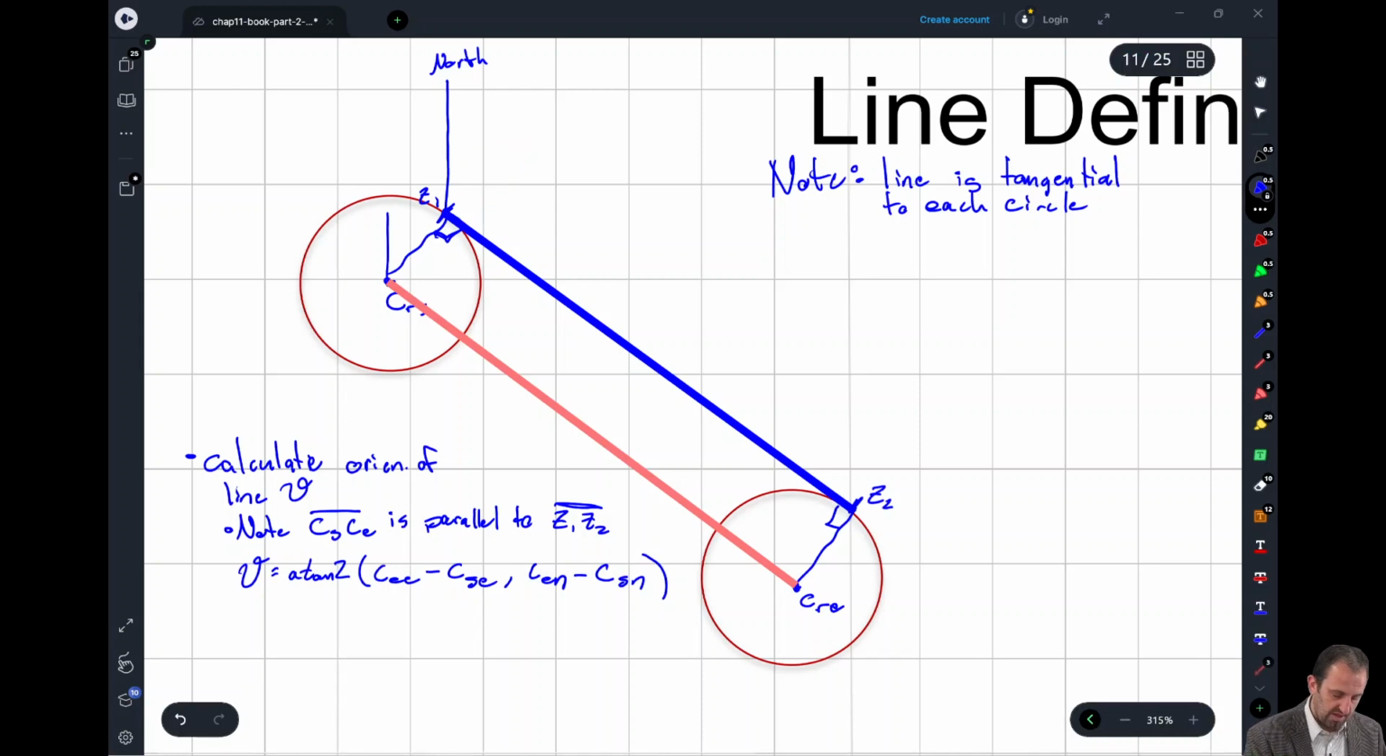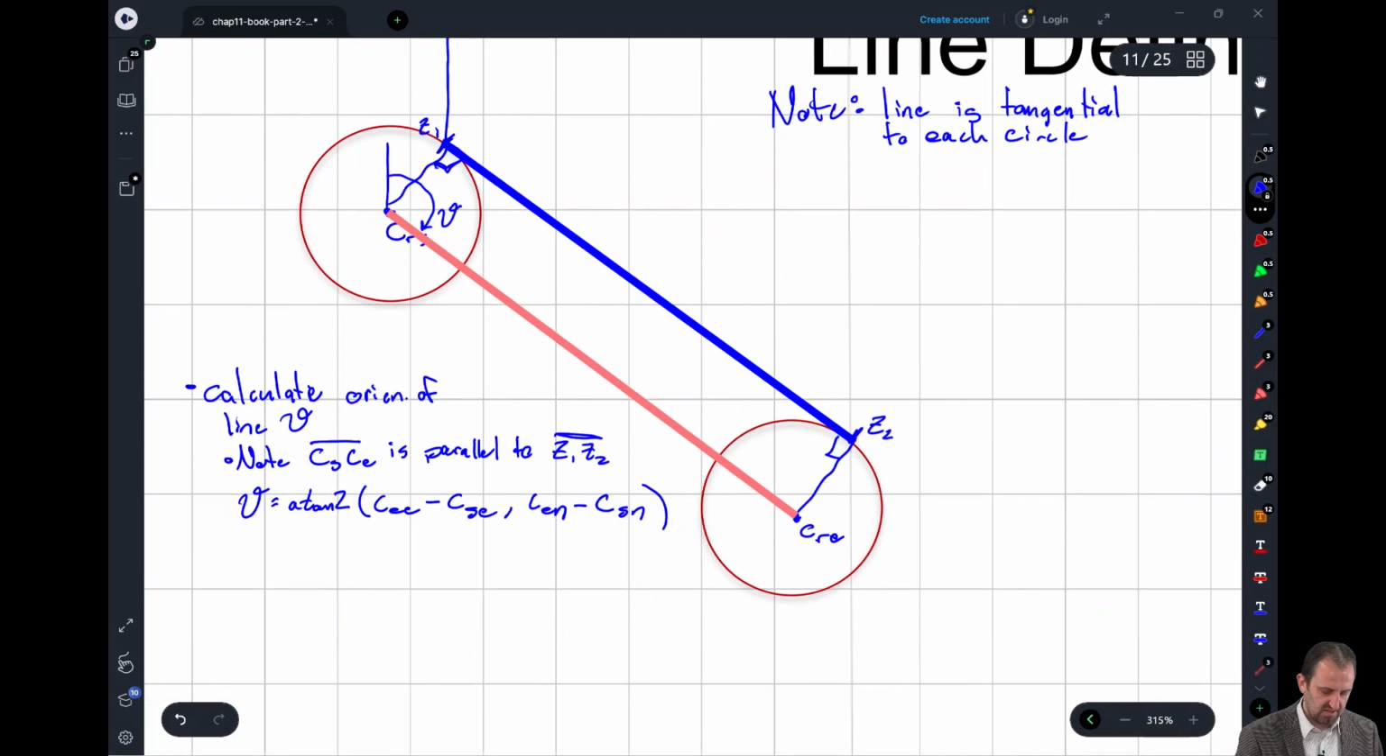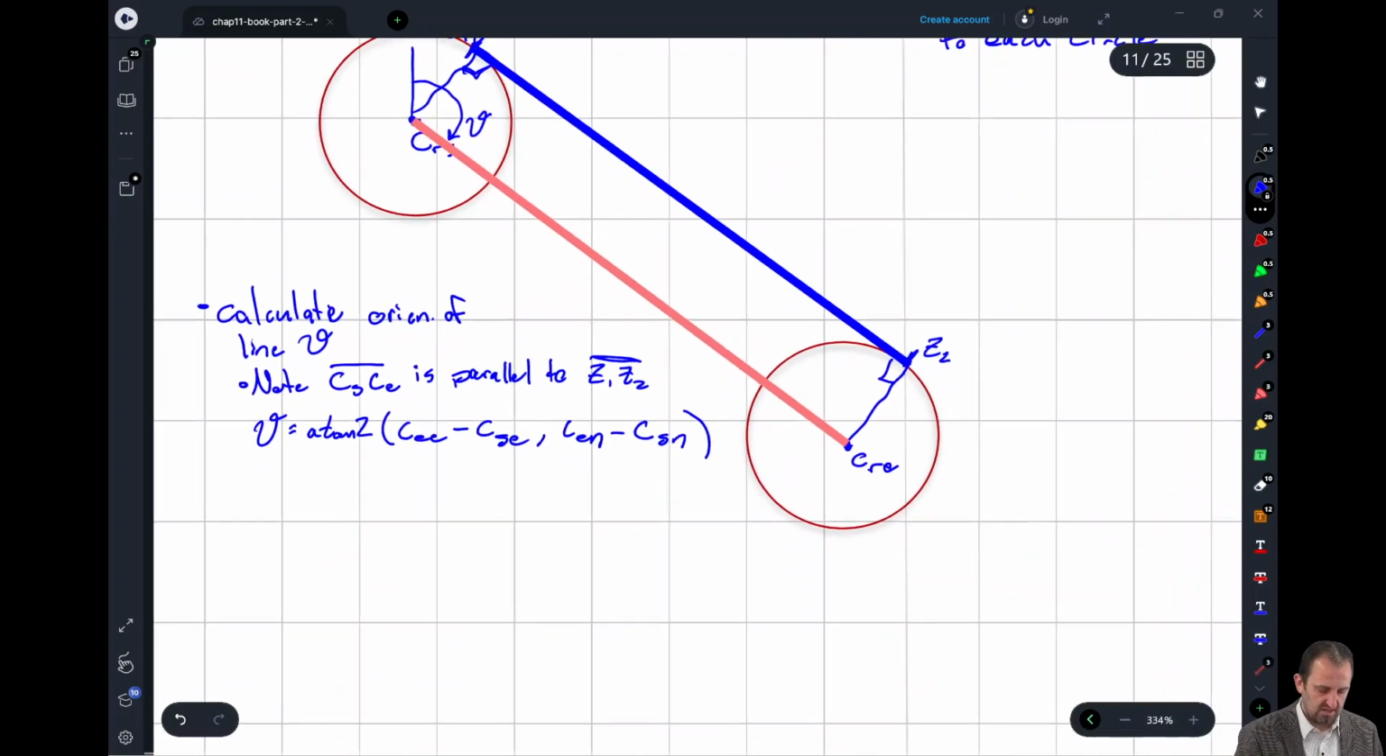I'm going to call this var theta, which is defined by the line between the center points, because that's going to be the same for both of them. So we know that the orientation of our line is going to be var theta. It's going to be the same for both of these, but I'm going to draw it along the center point because it's going to be different when we look at the other set of circles.